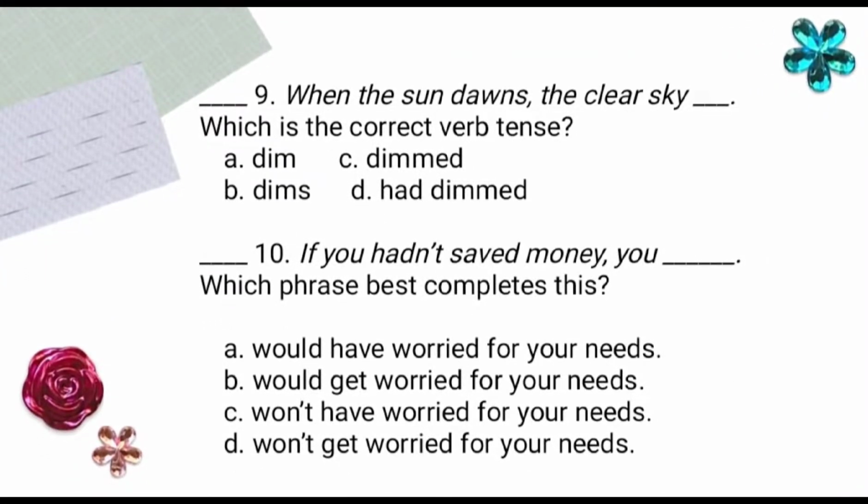Number 9. When the sun dawns, the clear sky blank. Which is the correct verb tense? A. Dim, B. Dims, C. Dimmed, D. Had dimmed. Number 10. If you hadn't saved money, you blank. Which phrase best completes this? A. Would have worried for your needs. B. Would get worried for your needs. C. Won't have worried for your needs. Or D. Won't get worried for your needs.